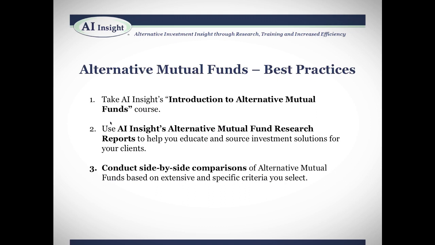You can then also utilize our comparative reporting tool, which we discussed earlier, to conduct side-by-side comparisons of alternative mutual funds based on extensive and specific criteria that you select. And remember, again, anytime you access one of these research reports, use the comparative reporting tool, or take the AMF course, your activity is documented in your individual compliance log, the paper trail, which if you need access to down the road for any client dispute, you will be extremely thankful that you took the time to include these additional steps in your liquid alternative due diligence process for your clients.